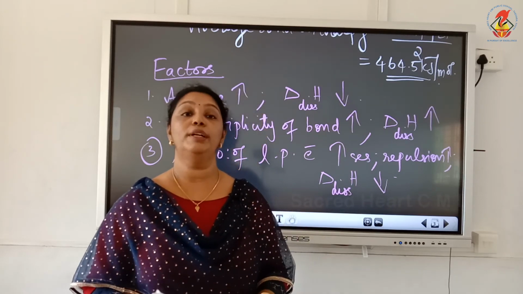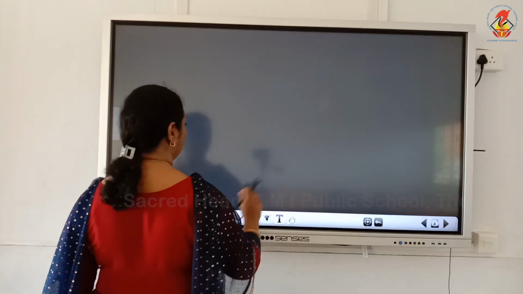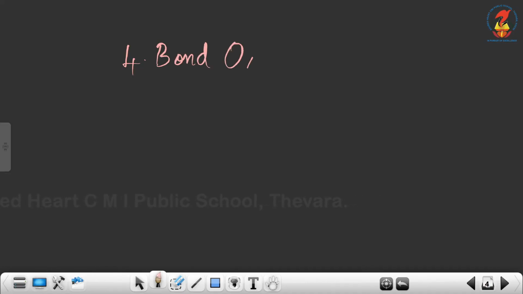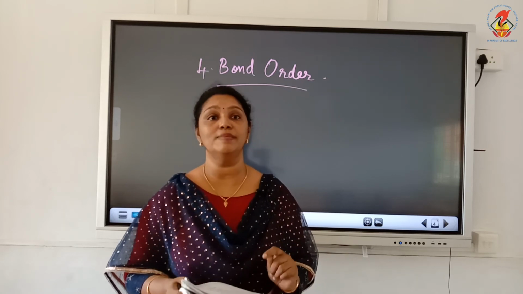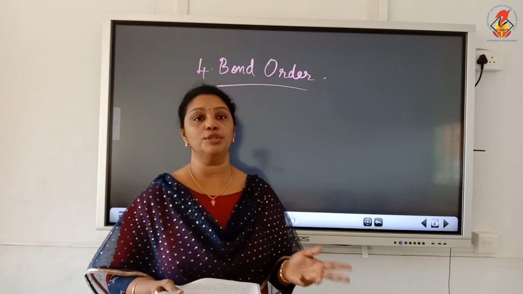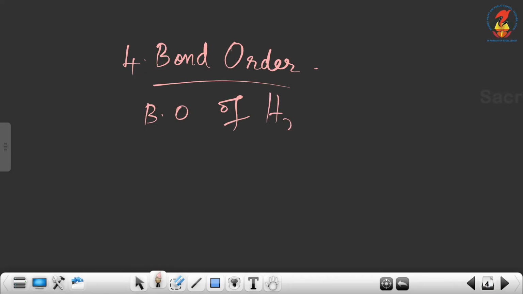Now the fourth bond parameter is bond order. What do you mean by bond order? Bond order means the number of bonds between two atoms in a molecule. For example, what is the bond order of the H2 molecule? How many bonds are there between the two H atoms? Only one bond. So its bond order is equal to 1.